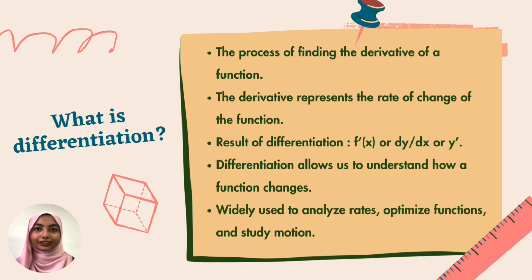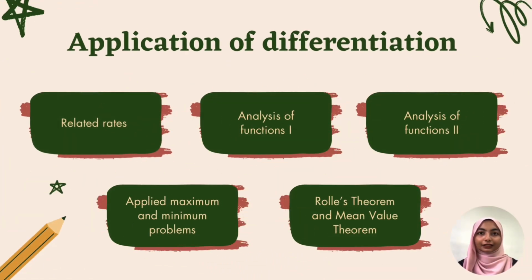functions, and study motion. There are 5 applications of differentiation. The first one is related rates. The second one is analysis of functions 1, which include increasing and decreasing functions and concavity. The third one is analysis of function 2, which include relative extrema, first and second derivative tests, graph of polynomial and rational functions. The fourth one is applied maximum and minimum problems. And the last one is Rolle's theorem and mean value theorem.